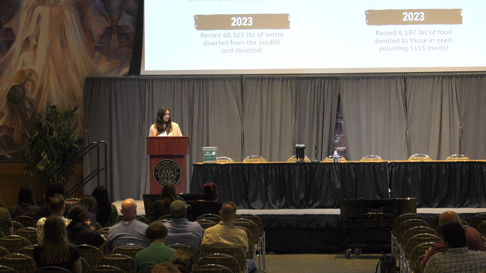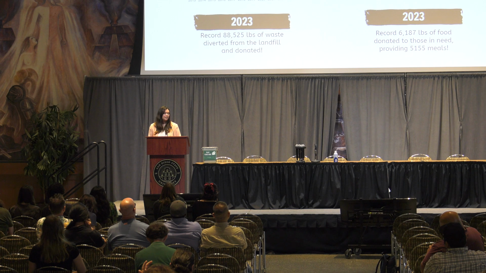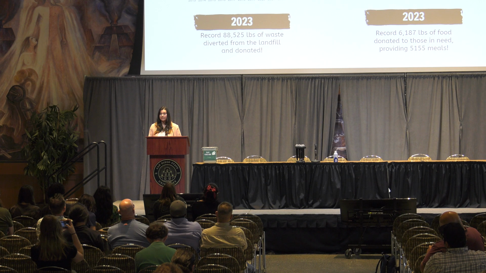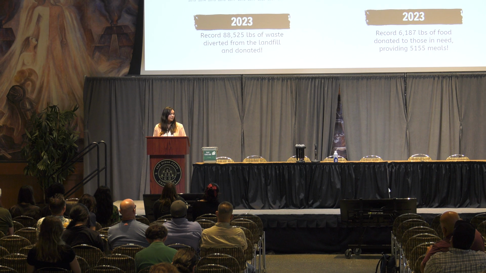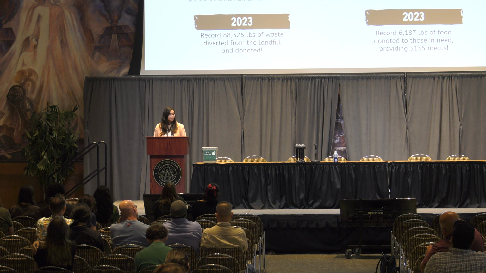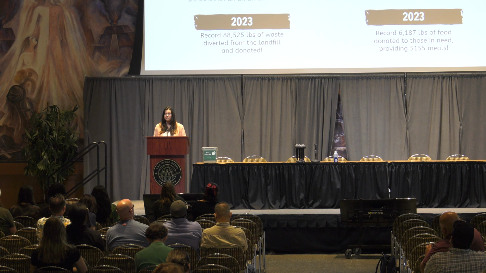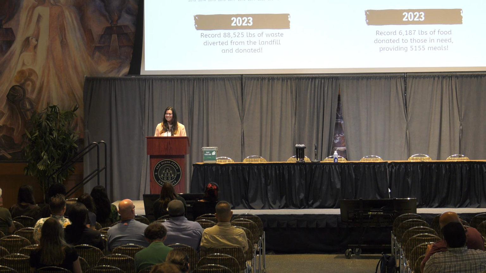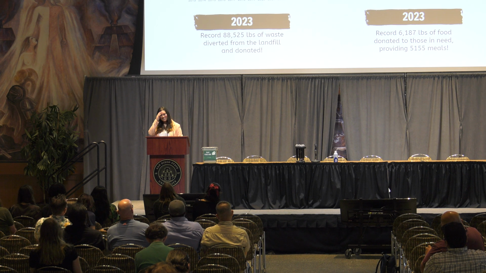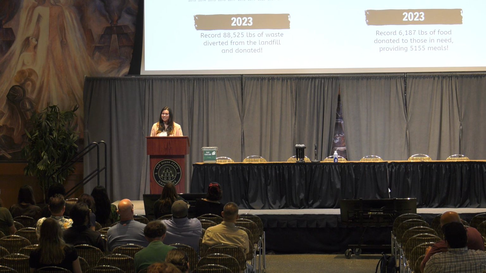So a really cool recent accomplishment that we had with the Give It Up program is that in 2023, last year's move out, we had a record number of pounds donated and diverted from the landfill for both the Disabled American Veterans Association and the food bank as well, with a record 88,500 pounds of waste diverted and given to the Disabled American Veterans, and with a record 6,187 pounds of food donated to those in need through the food bank. So that was a really cool accomplishment. Thank you, and as we are approaching move out, we hope to continue to bring these numbers up even higher in future years.